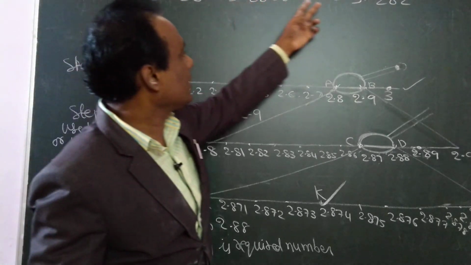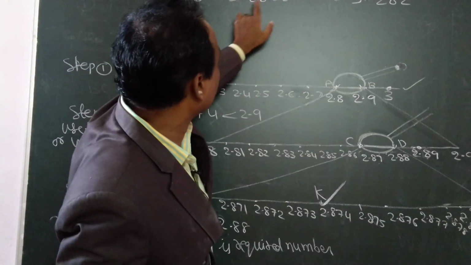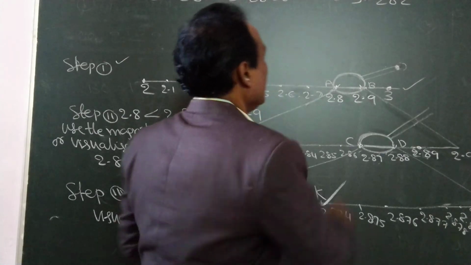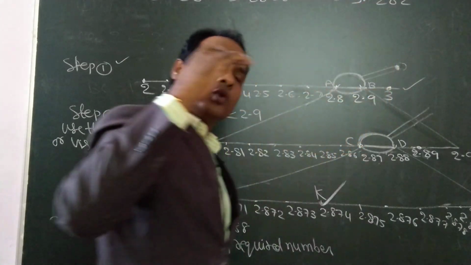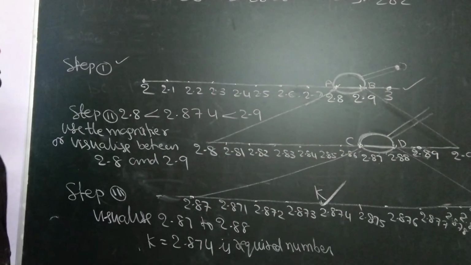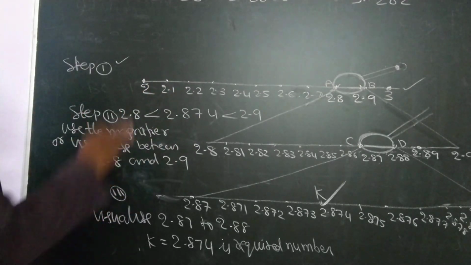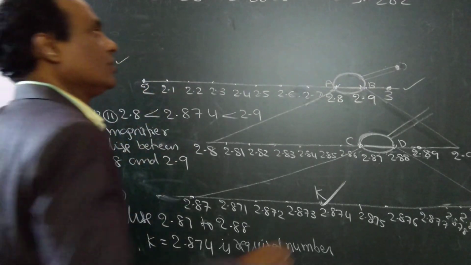Bar means 282828, but only 3 decimal places we should take. 282, that's all. So I will give the hint. You do it tomorrow. I will once again solve it and you can check it. So it is a homework.